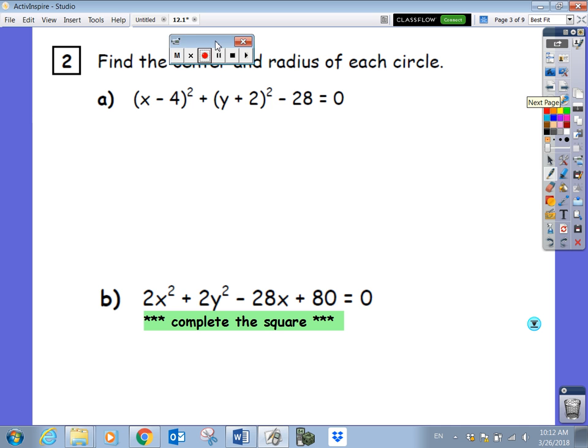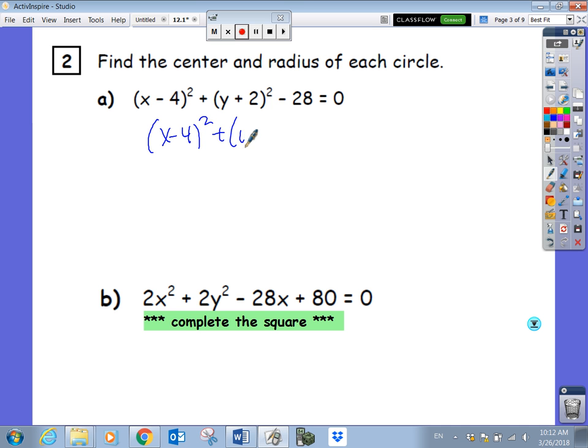All right, here find the center and the radius. So this one's pretty much in standard form. We just need to bring that 28 over to the other side. So the center should be pretty easy to pull out of that: 4, negative 2. The radius, it's not 28, okay?